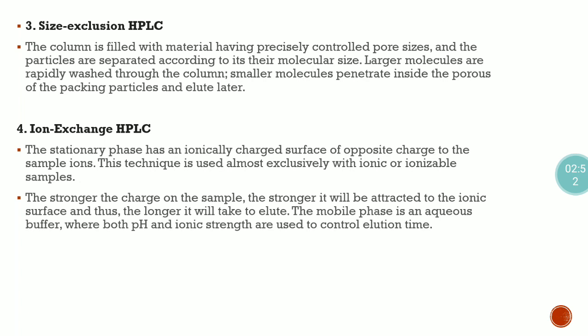Fourth one is ion exchange HPLC. The stationary phase has an ionically charged surface of opposite charge to the sample ions. This technique is used almost exclusively with ionic or ionizable samples. The stronger the charge on the sample, the stronger it will be attracted to the ionic surface and thus the longer it will take to elute. The mobile phase is an aqueous buffer where both pH and ionic strength are used to control elution time.